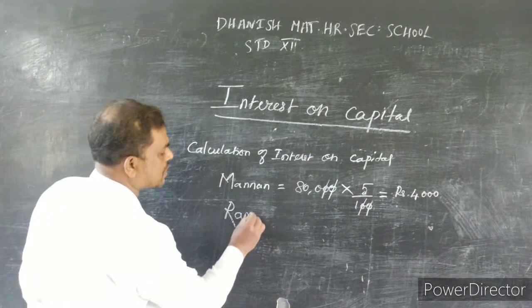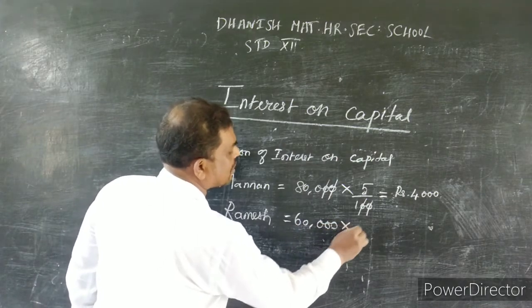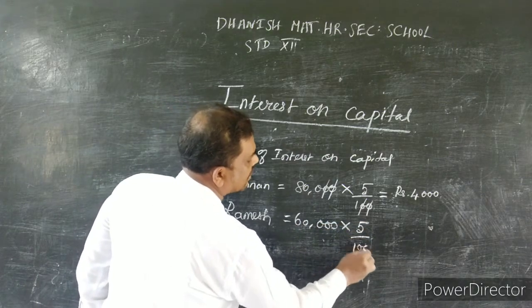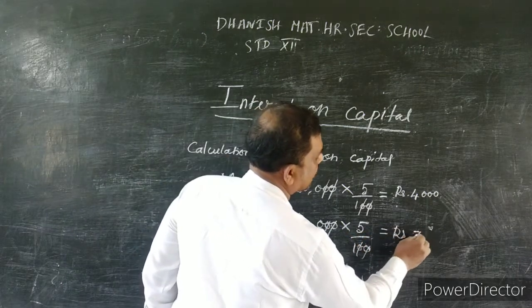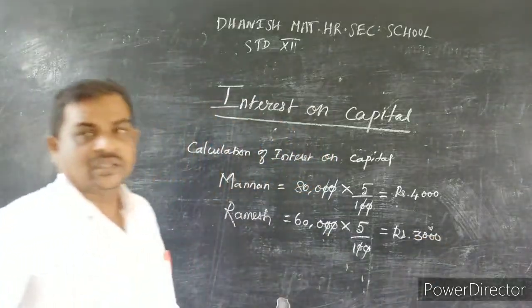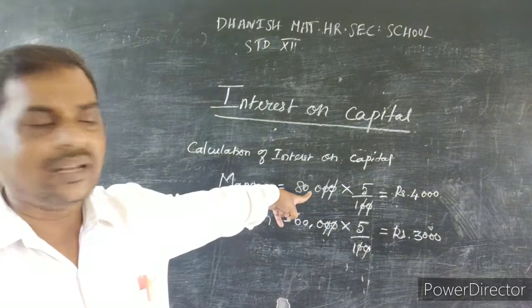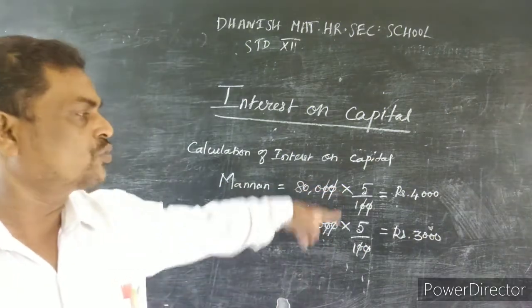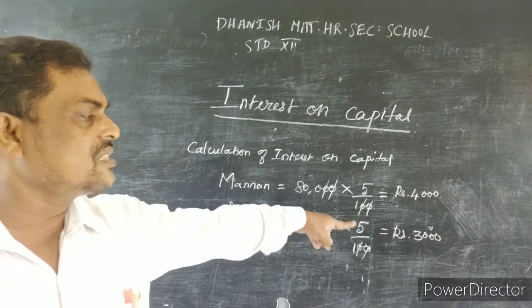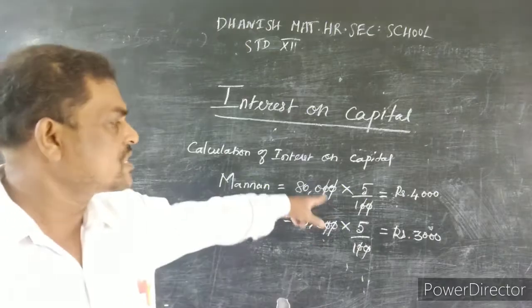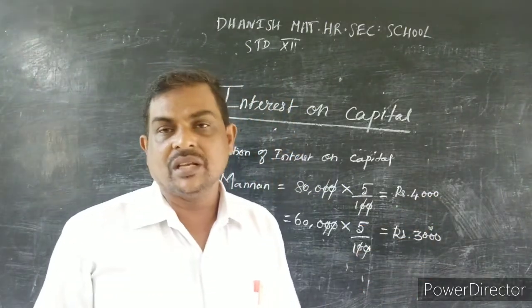So Ramesh's capital is 60,000. For 60,000, 5% interest is rupees 3,000. Understood? This is a very simple calculation only, because Mannan invested 80,000 capital, and for that the interest at 5% is rupees 4,000. Like that, Ramesh contributed 60,000 capital, and for that 5% interest is 3,000. So this is the interest on capital for Mannan, and this is the interest on capital for Ramesh.